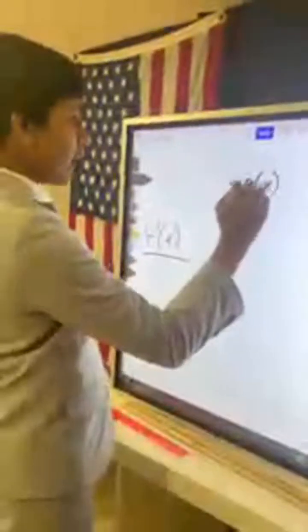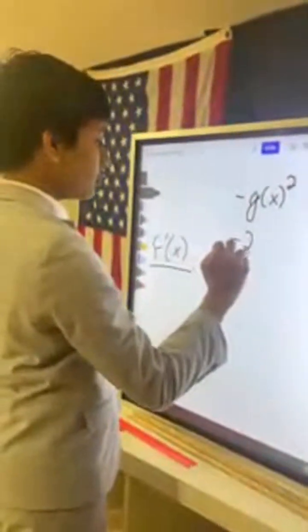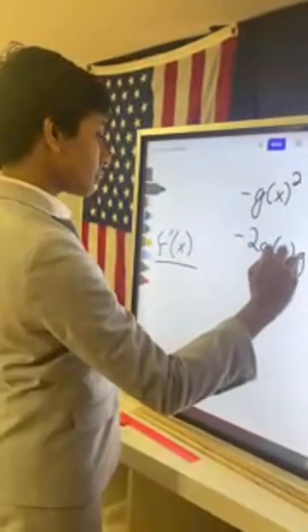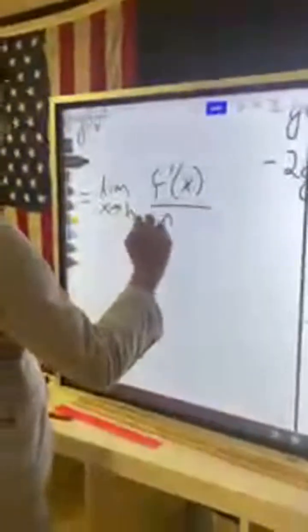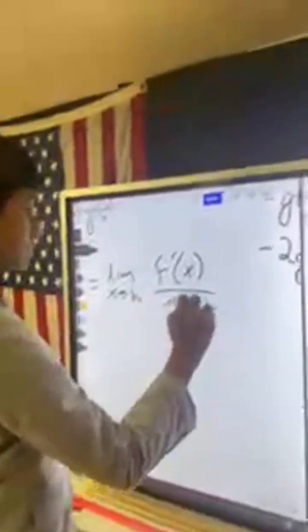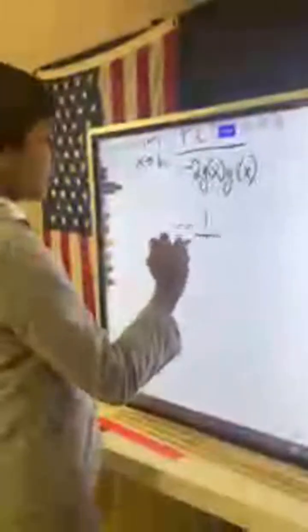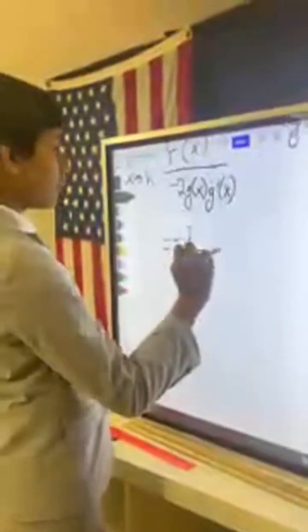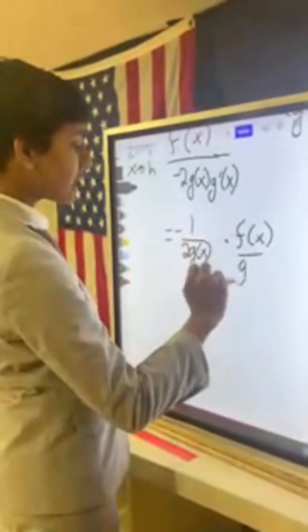If we take the derivative here, using L'Hopital's rule, we get the limit as x approaches h of f prime of x divided by, what's this? Well, when you take the derivative of negative g of x squared, we will have to end up using the chain rule to write negative 2g of x multiplied by g prime of x. So you end up factoring this out into minus 1 over 2g of x multiplied by f of x over g prime of x.